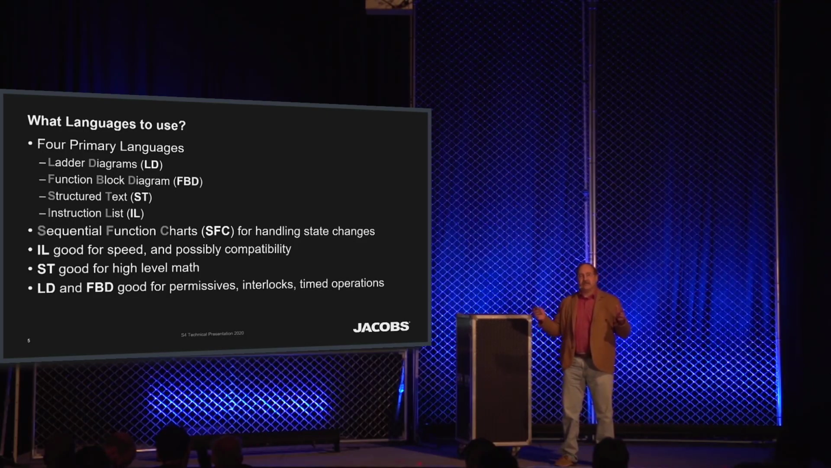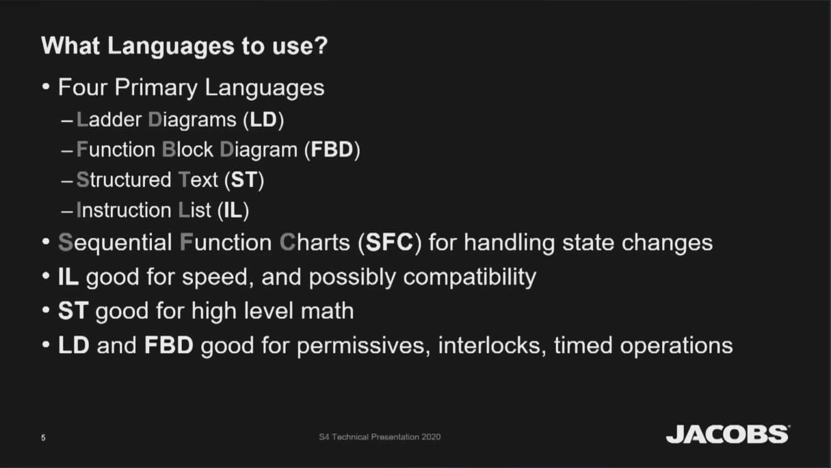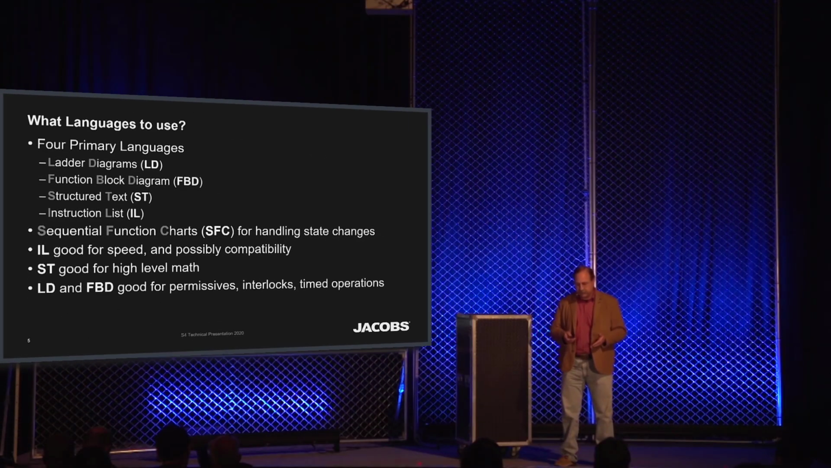When you take all these little sub-programs and put them together, you get the sequential function charts, and those are what you use for handling state changes. That's for transitions between different modes. It's a very handy thing to use, and that is used regardless of which one of the 4 primary languages you're using.